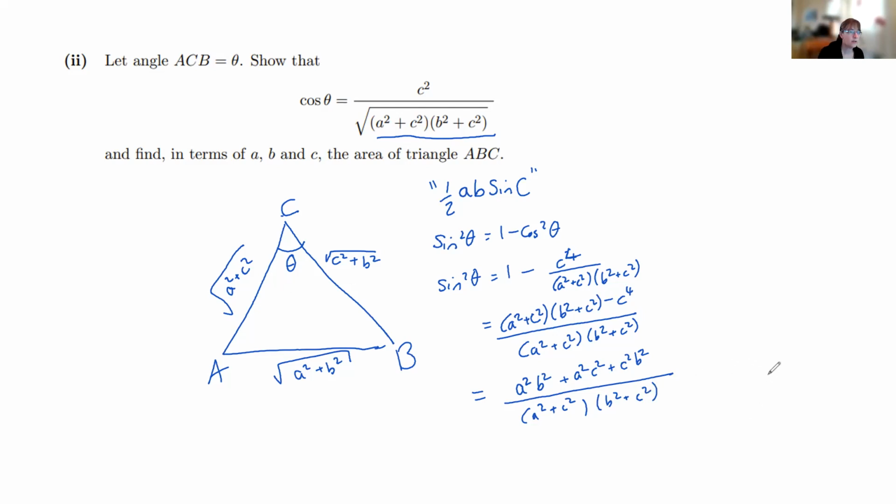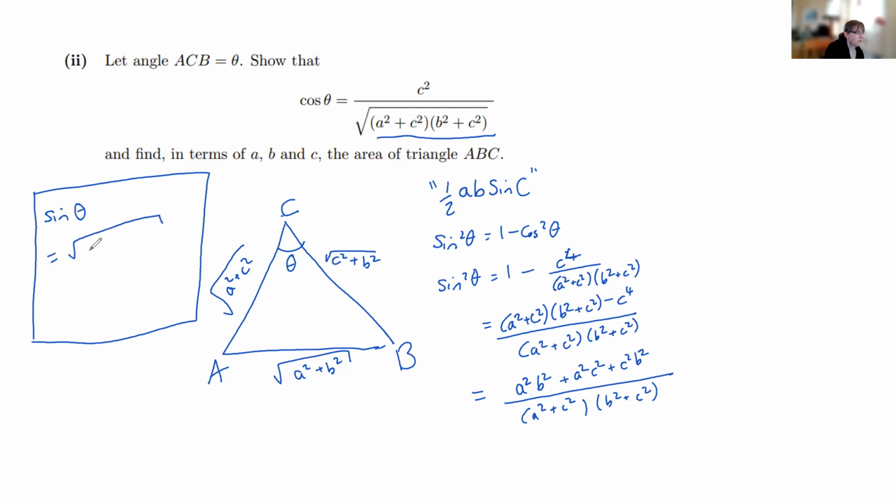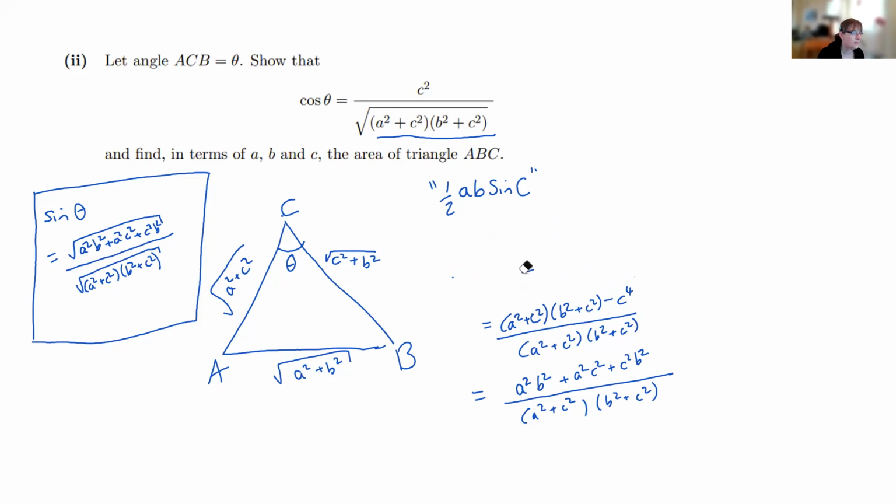So what I can do is write that over here so that it doesn't interfere with the video in the top corner. This means I've got sine theta is equal to the square root of a squared b squared plus a squared c squared plus c squared b squared all over the square root of a squared plus c squared, b squared plus c squared. Okay, so now I am going to substitute this in to find the area.